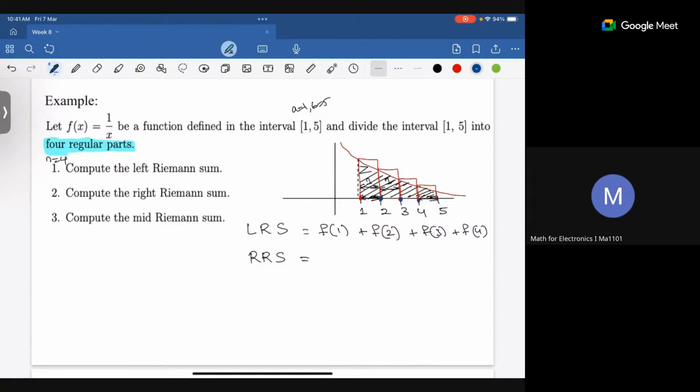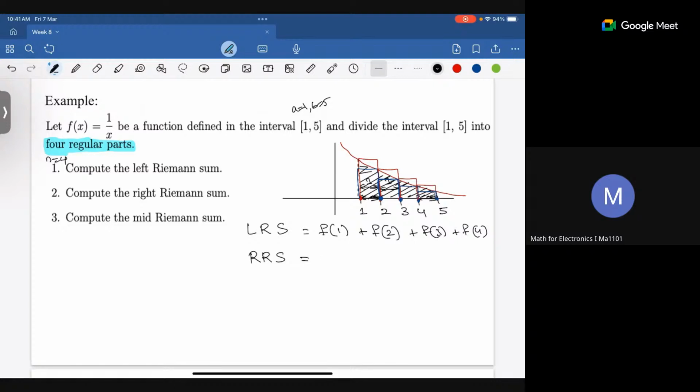So for the first rectangle, you choose 2, compute f of 2 and construct a rectangle. For the second rectangle, compute f of 3, and that will act as the height of the second rectangle. For f of 4, this will be there. For f of 5, this will be there. From the graph itself, you can see that the areas, the Riemann sums that I'm going to get for left and right will be different, right? And also, if you compute, you'll get different values.